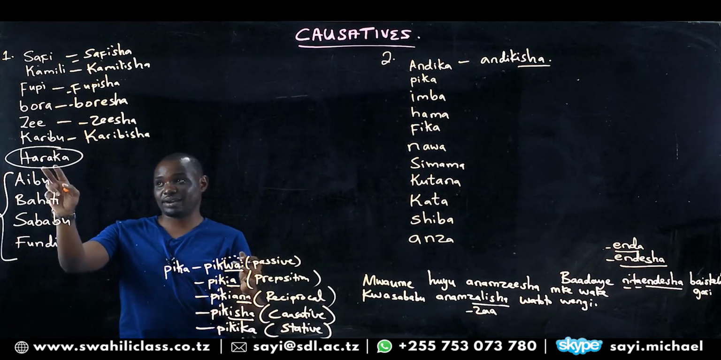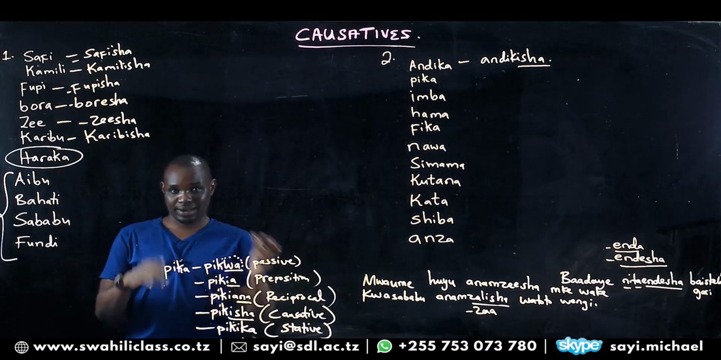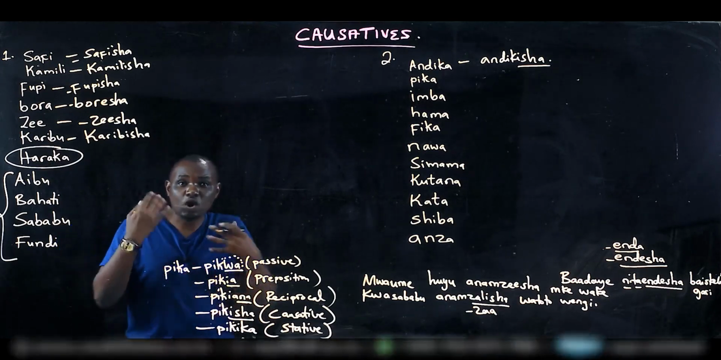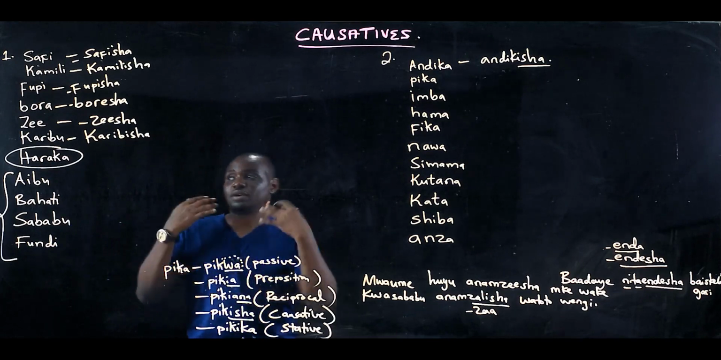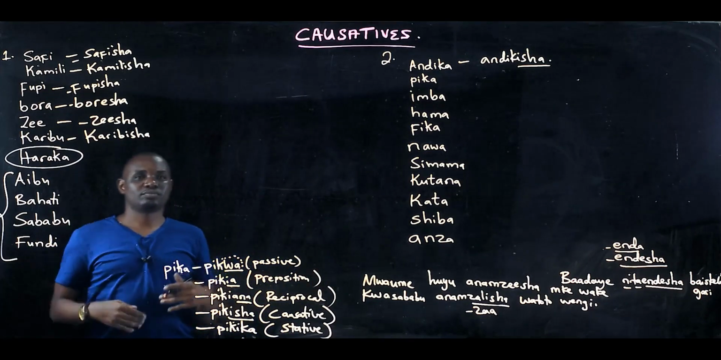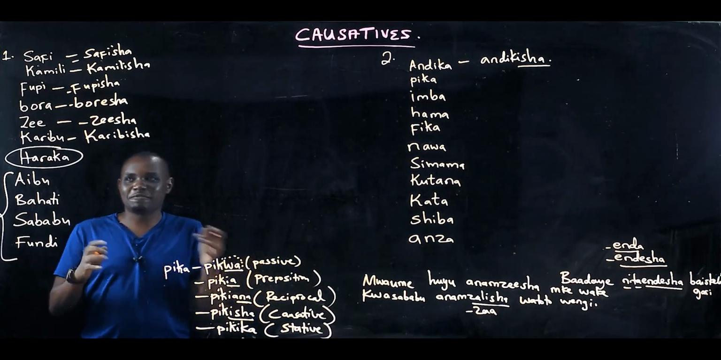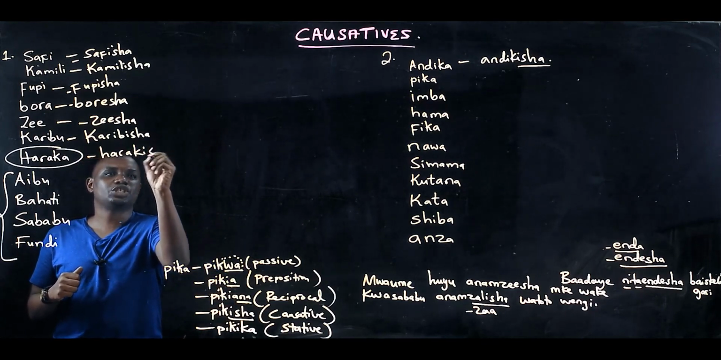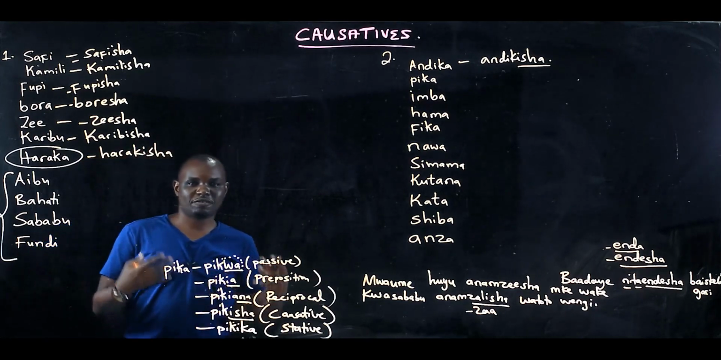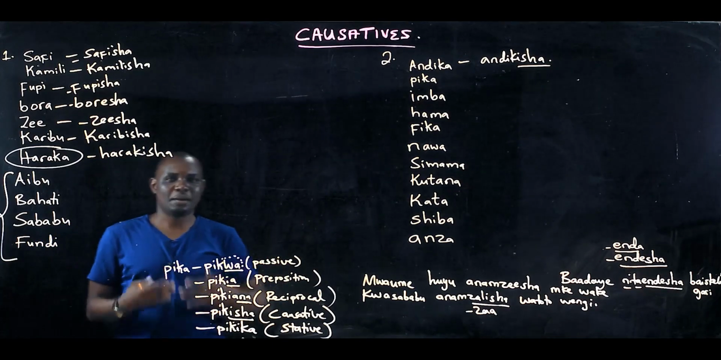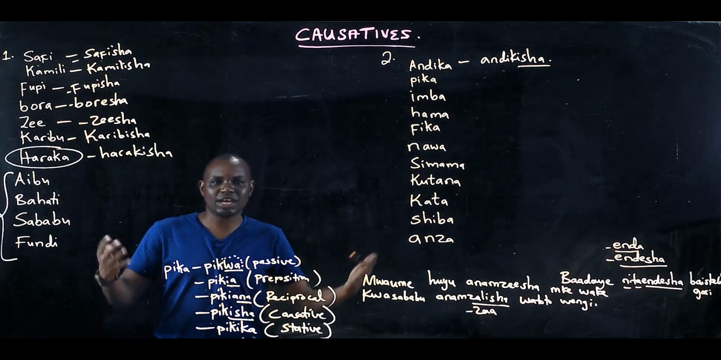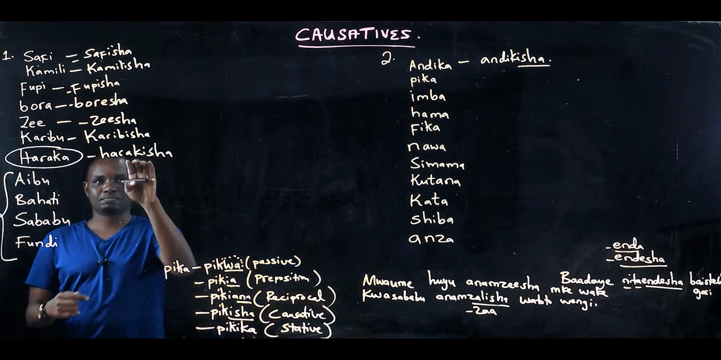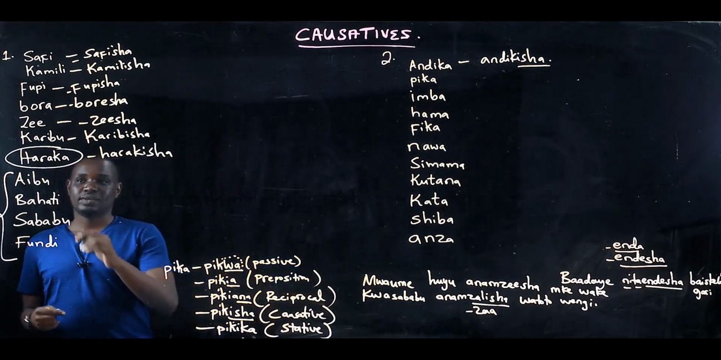Anakula haraka. So haraka is the adverb. Anakula haraka, he eats fast. Anaongea haraka, he talks fast. So to make fast as the verb is harakisha. Make it fast. Harakisha. Make it quick. Do it quick. Harakisha, if you want to say that.